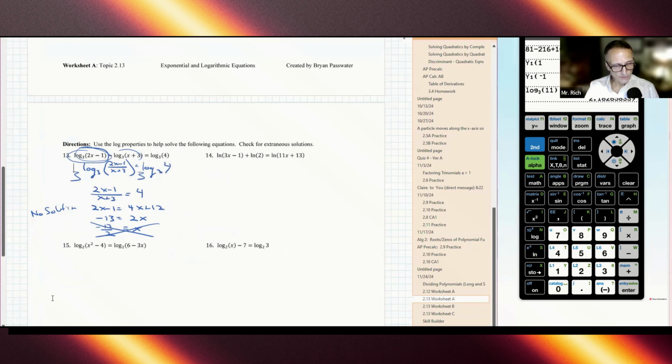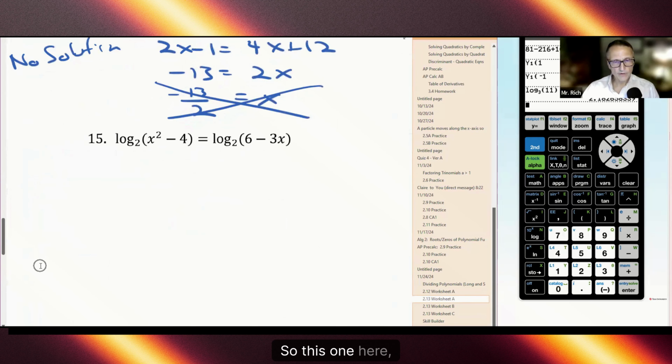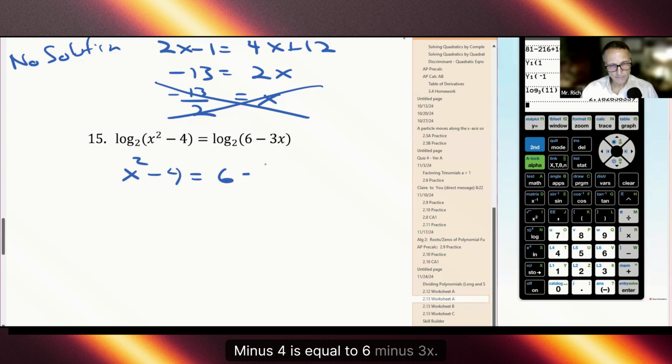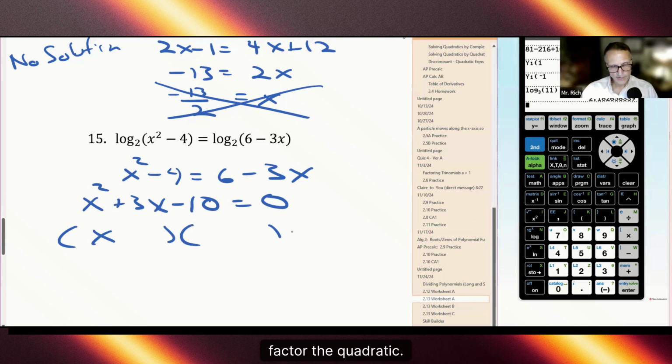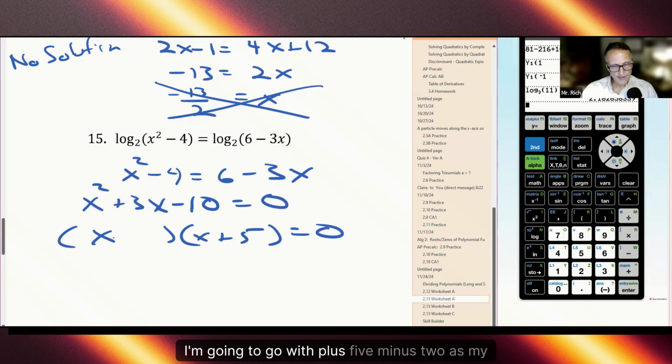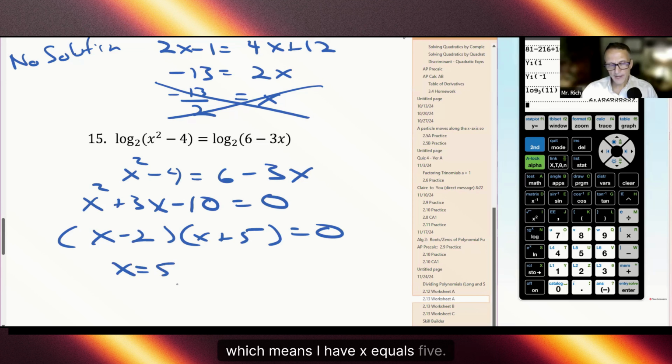Let's try one that results in a quadratic, right? So this one here, when I get rid of the log base 2's on both sides, it just leaves me x squared minus 4 is equal to 6 minus 3x. So it looks like it's a quadratic. We'll gather the terms on the left side and then factor the quadratic. I'm going to go with plus 5 and minus 2 as my factors.